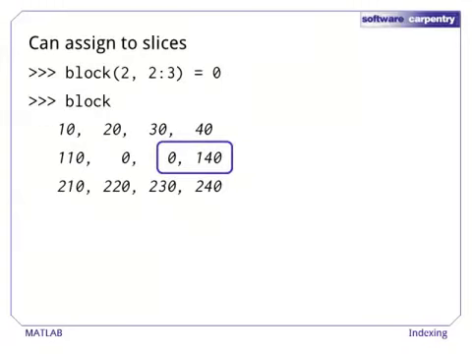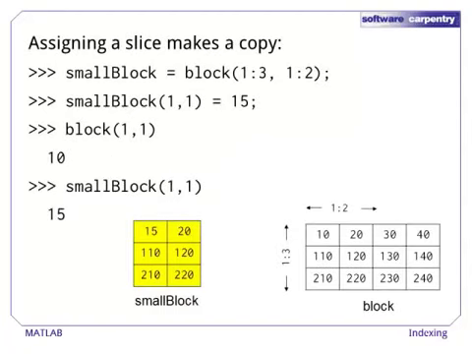It is also possible to assign to slices. For example, we can assign 0 to columns 2 and 3 in row 2 of block in a single statement. An array slice makes a copy of the underlying array, which means that the data values are copied to a new location and subsequent updates do not change the original matrix.